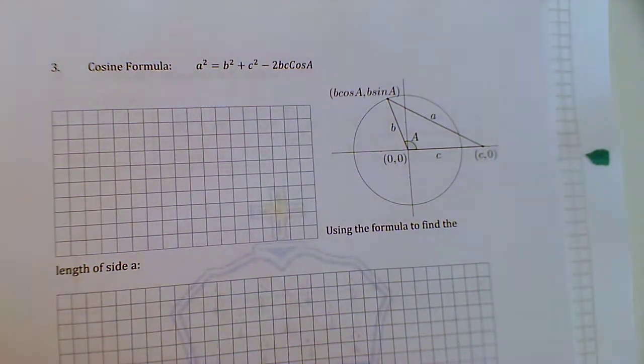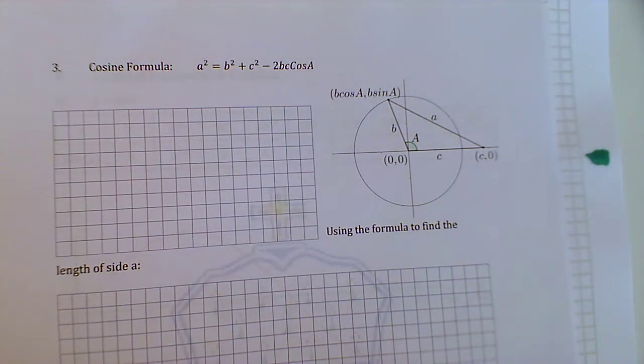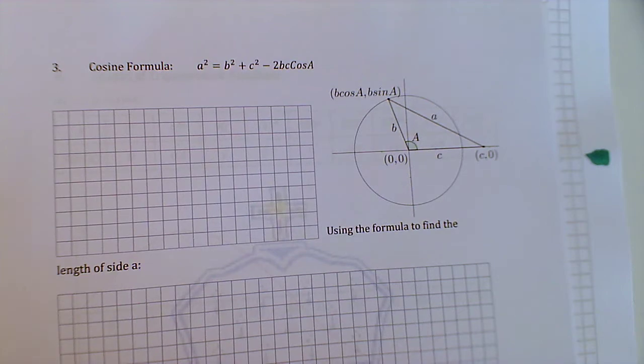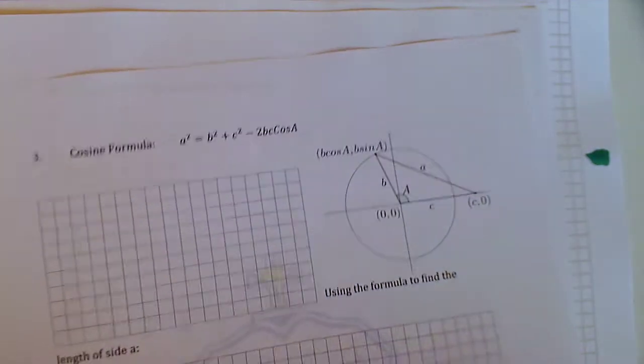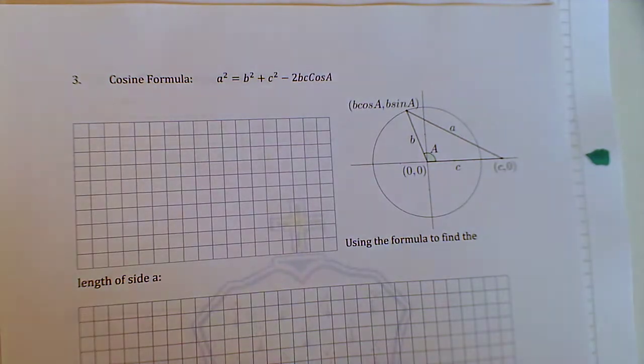Right, the next thing we're going to do is move on to some of the proofs at the back of your trigonometry notes because it's Friday, so I want to keep on with doing that. So this is page 73 of your notes booklet, and we're going to prove the cosine rule.